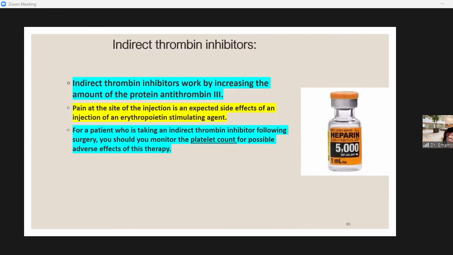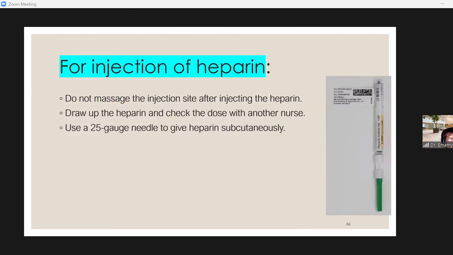When you give heparin, do not massage the site of injection. So heparin is a direct antithrombin 3 activator. So it acts on antithrombin 3 and makes the blood thinner. If you massage the site of injection, it may cause severe bruising.